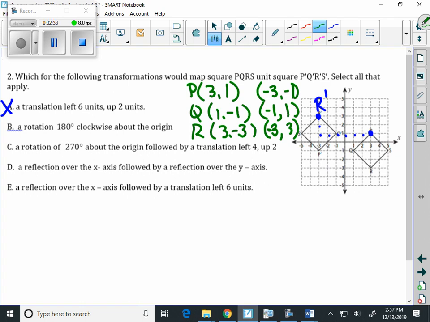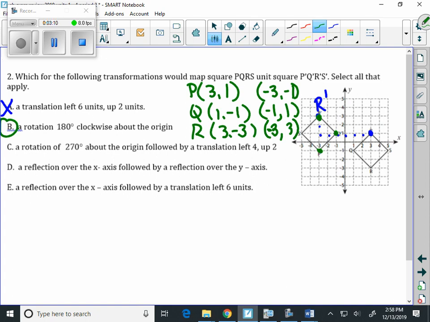So when we compare here, for P, negative 3, negative 1, that is a P. And then Q had a value of 1, negative 1, and now Q is negative 1, 1, that matches. And then R was originally 3, negative 3, and now it's going to become negative 3, 3. And since we've got 3 out of the 4 points, this is a true statement. So there's one of them, but we can't stop there.